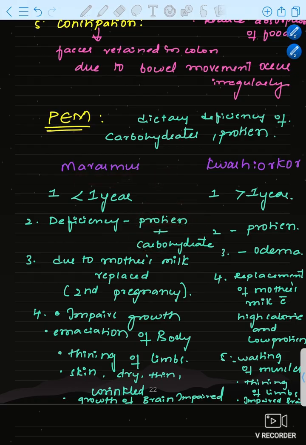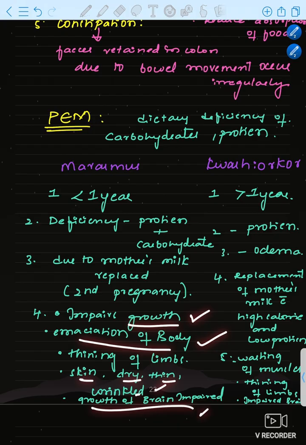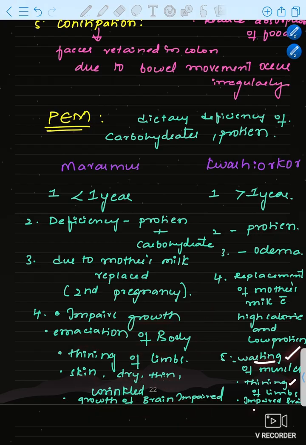See, everything is the same. In marasmus you can see thinning of limbs, emaciation of the body, no growth, and the skin will be dry, thin and wrinkled, and brain development will be impaired. Here also it is the same: wasting of muscles, thinning of limbs, impaired brain development. But edema will be there in kwashiorkor. That's why a pot belly is noticed in kwashiorkor.